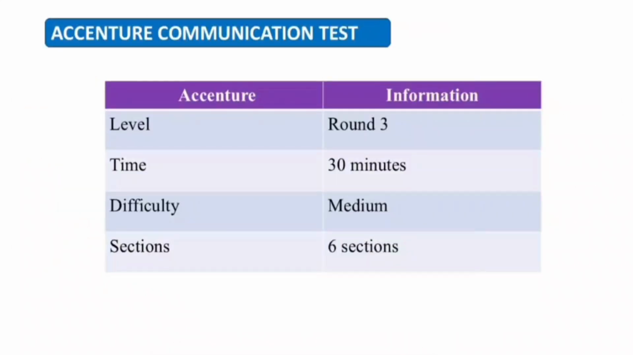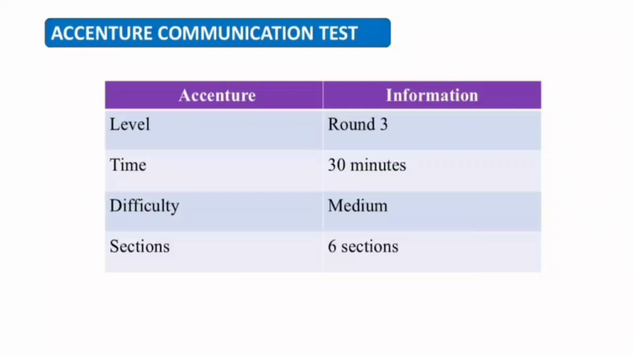So let's begin with the most critical information that we need for this particular round. This is the third round of Accenture, as you can see here. Next, this round is for 30 minutes. You are going to get a number of questions, and the total duration is 30 minutes. The difficulty level of this round is medium and not very difficult, but if you have good verbal communication skills, it's going to be easy for you.